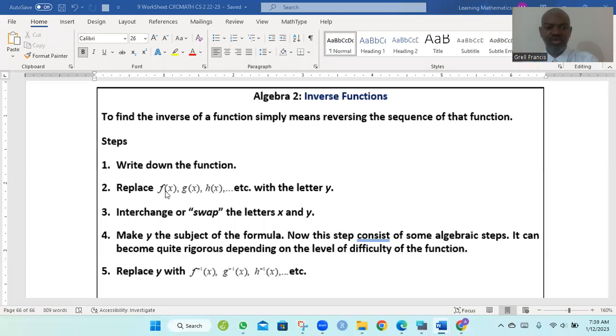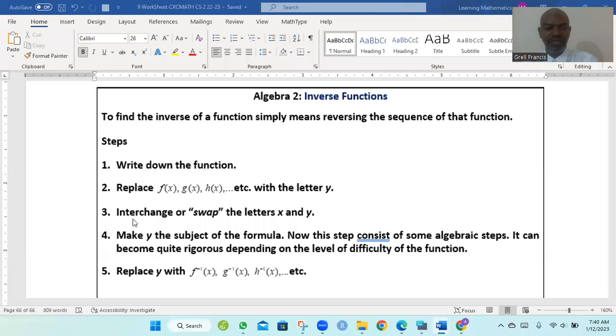The second step is to replace the notation f of x, g of x, or h of x, etc. with the letter y. So if you are dealing with f of x, you do not write f of x, you write the letter y. The same applies with g of x or h of x, whatever you have, replace it with the letter y. Please write this down.